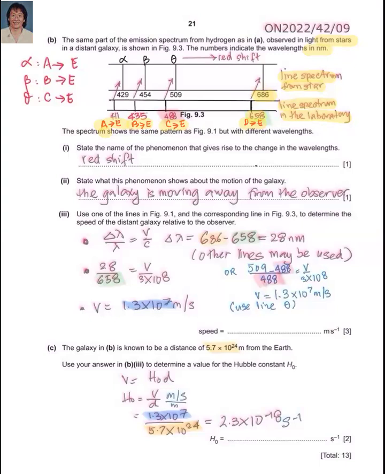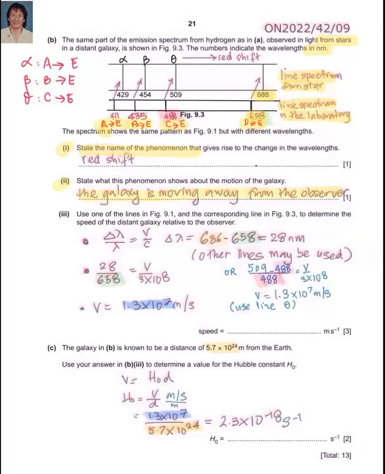Part 1. State the name of the phenomenon that gives rise to the change in wavelength. The answer is redshift. Because why? The wavelength for red light is around 700 nanometers. So you can see that the value is shifting towards 700 nanometers, increasing. Then for part 2, state what this phenomenon shows about the motion of the galaxy. This redshift shows that the galaxy is moving away from the observer.